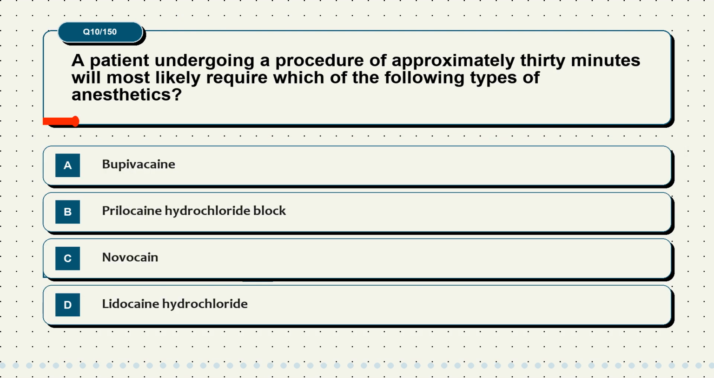Question 10. A patient undergoing a procedure of approximately 30 minutes will most likely require which of the following types of anesthetics? Here are the options. Option A, bupivacaine. Option B, prilocaine hydrochloride block. Option C, novocaine. Option D, lidocaine hydrochloride.